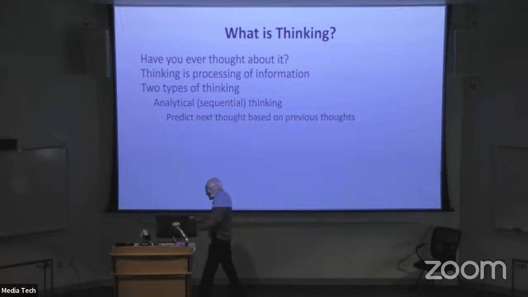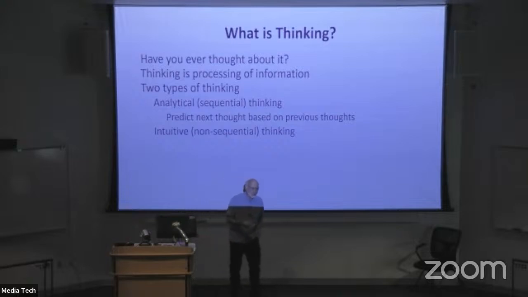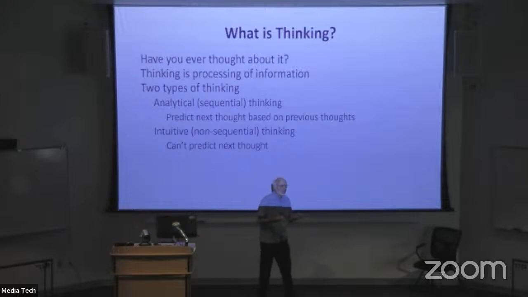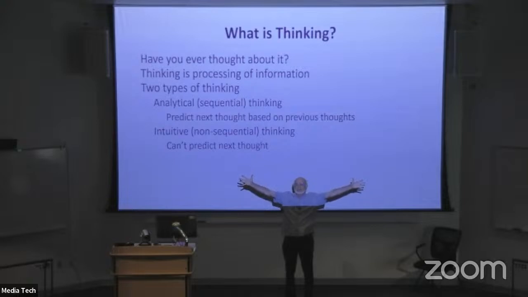The other type of thinking is intuitive thinking. It's non-sequential thinking. It doesn't follow a particular pattern, and we can't really predict our next thought based upon what our previous thoughts have been. It's non sequitur. It's like, oh, where did that come from? Banana cream pie. Could you have predicted that based on what I've talked about so far? Does it really make sense? And yet we all use intuitive thinking all the time.